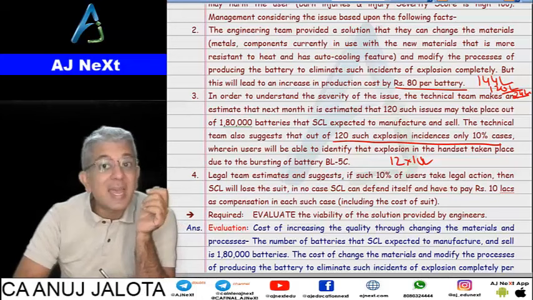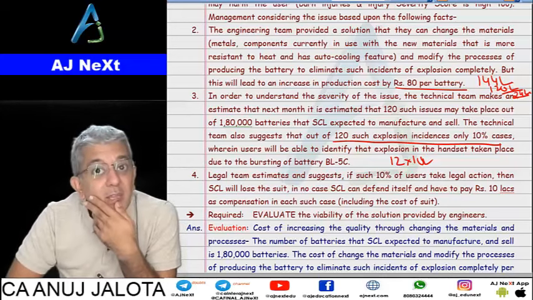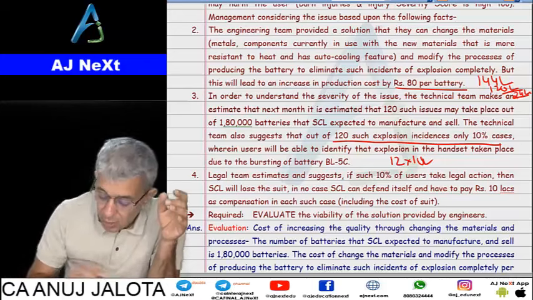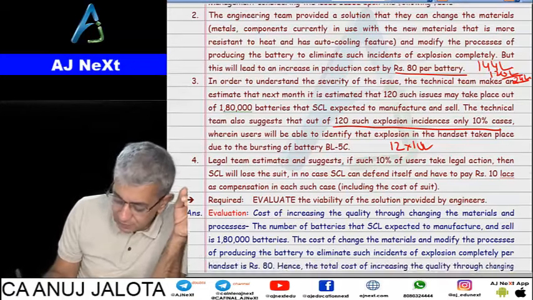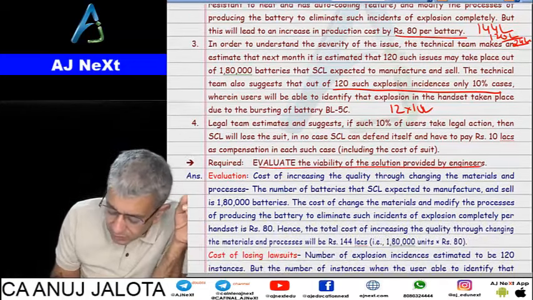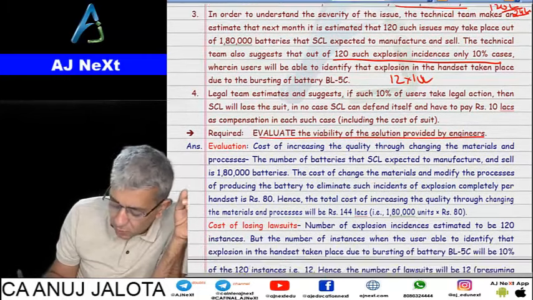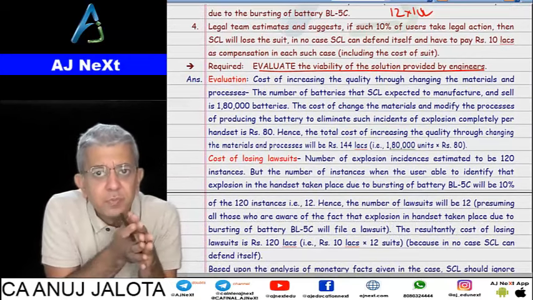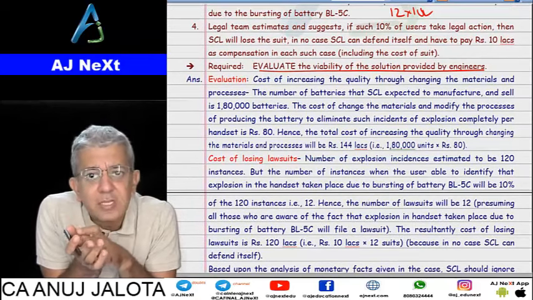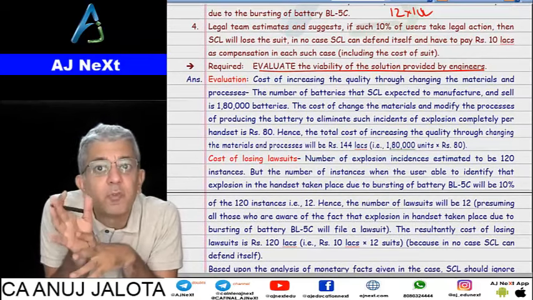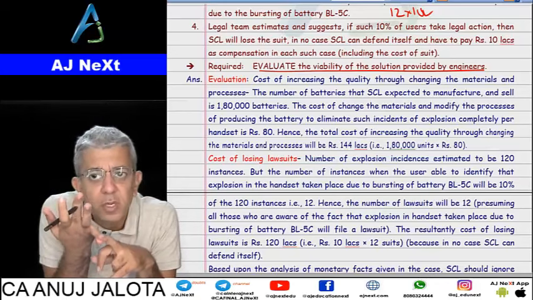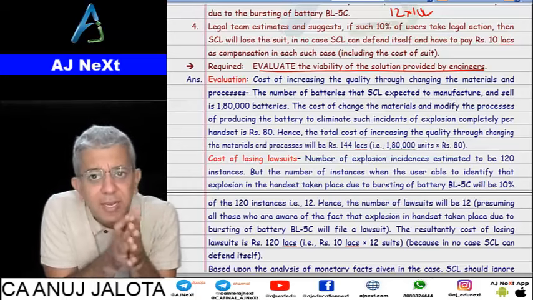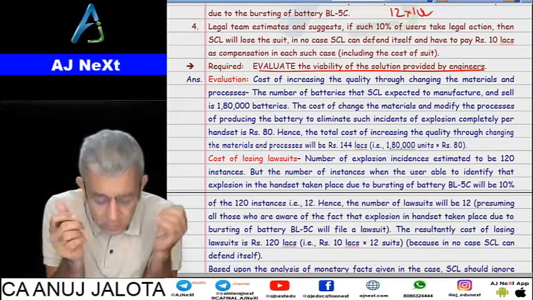So in the short run, if we do try to rectify the batteries, then our cost will be 24 lakh rupees extra. But then do remember that there will be bursting issues otherwise. So now you try to evaluate the viability of the solution provided by the engineer. Whatever solution these guys have provided, it will increase our cost by 24 lakh rupees. That is 144 minus 120 lakhs.